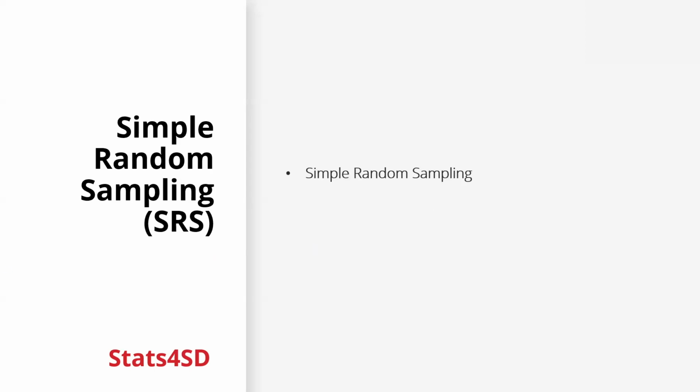So let's have a look at the most basic sampling design, the simple random sampling. We have previously seen what happens when we take several samples from the same population, but when we conduct our research, we'll usually be able to get just one sample. So we have to make the most of it.